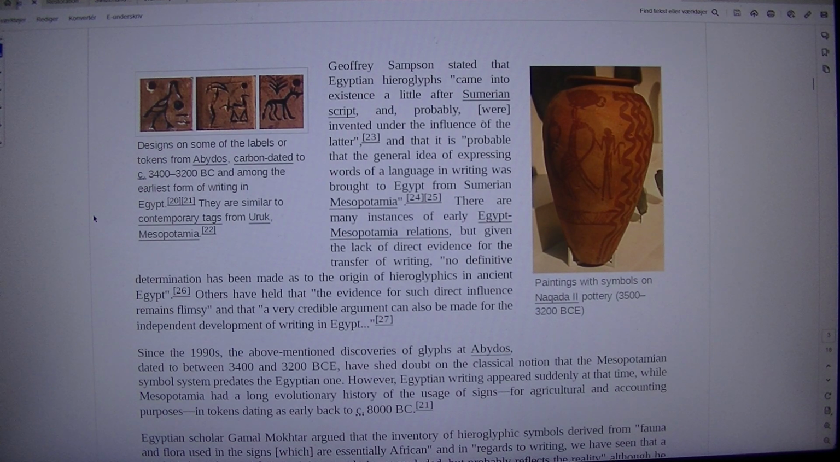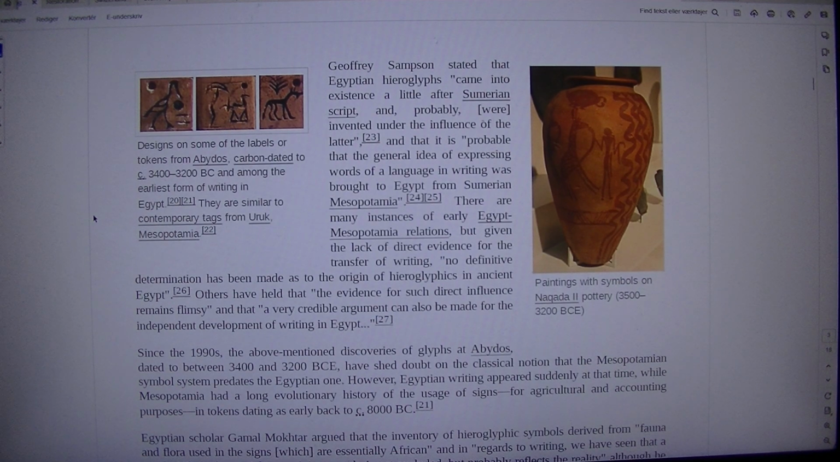2021. They are similar to contemporary tags from Uruk, Mesopotamia. 22. Jeffrey Sampson stated that Egyptian hieroglyphs came into existence a little after Sumerian script, and probably were invented under the influence of the latter. 23. And that it is probable that the general idea of expressing words of a language in writing was brought to Egypt from Sumerian Mesopotamia.